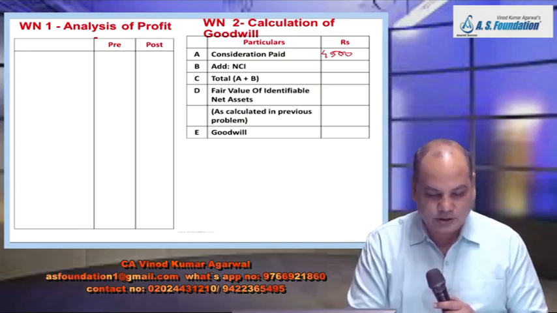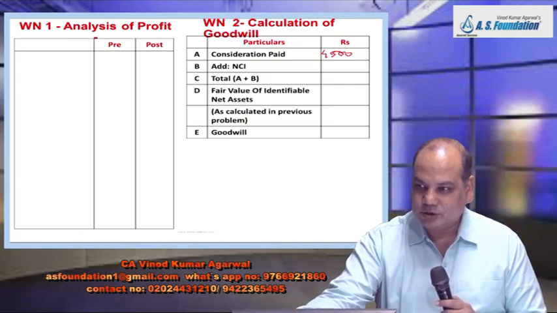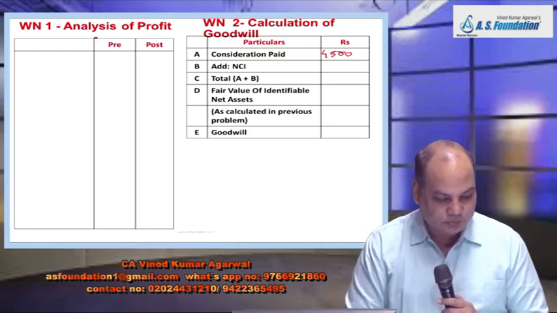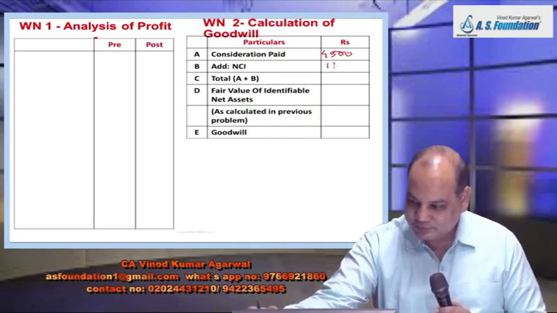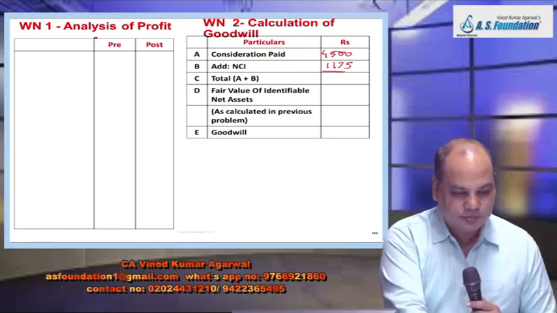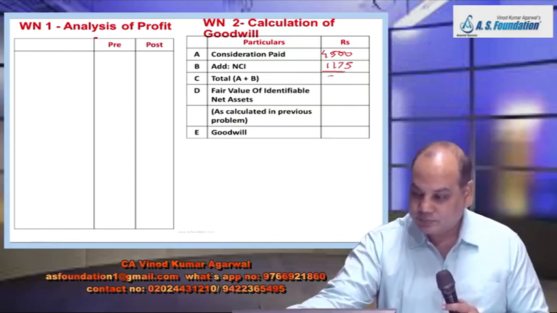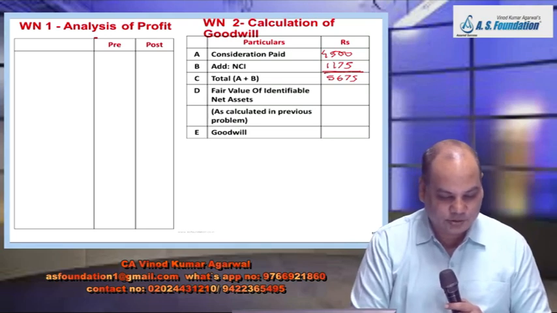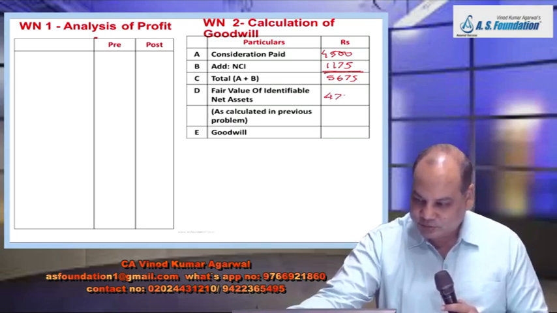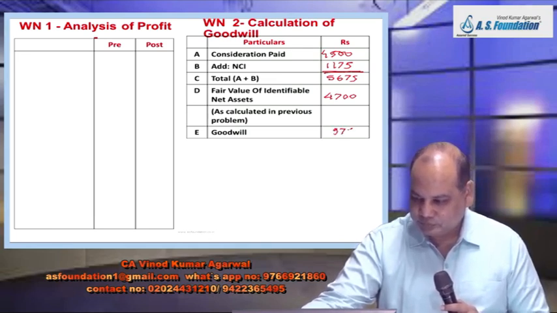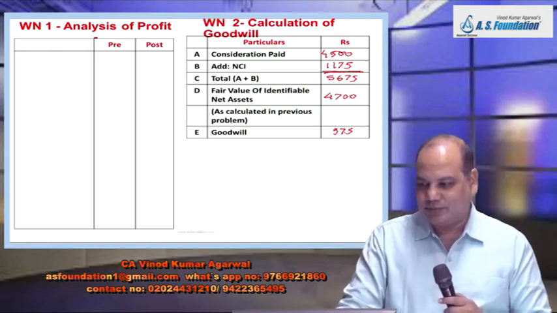And what was the NCI in the previous question? NCI opening balance, question number 25. Is it 1175? And what was the total? Total 5675. And fair value of identifiable net asset was how much? 4700. And goodwill was how much? Keep it up to this. We'll come back.